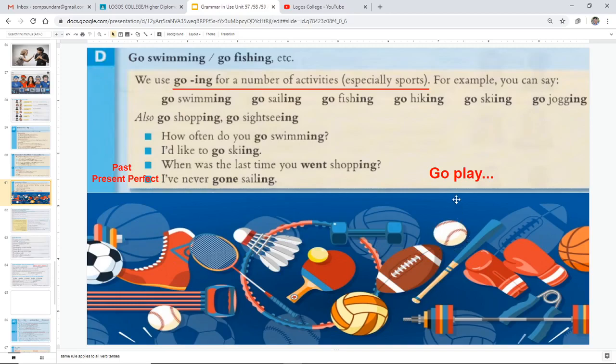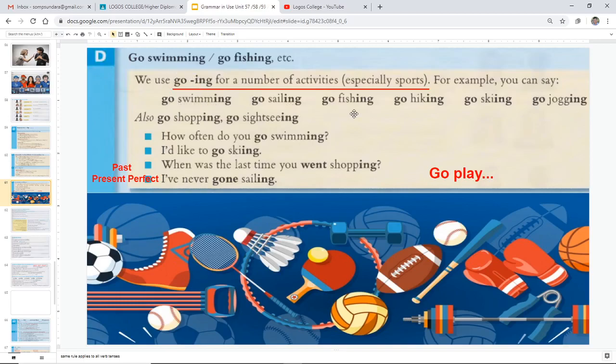Baseball. Right? You say go play baseball. You don't say go baseballing. Right? So be careful. There's really no rule on what sports. You just have to remember it from your reading and from your learning that there are some activities in sports that you can say go and then the gerund: go swimming, go sailing, right?